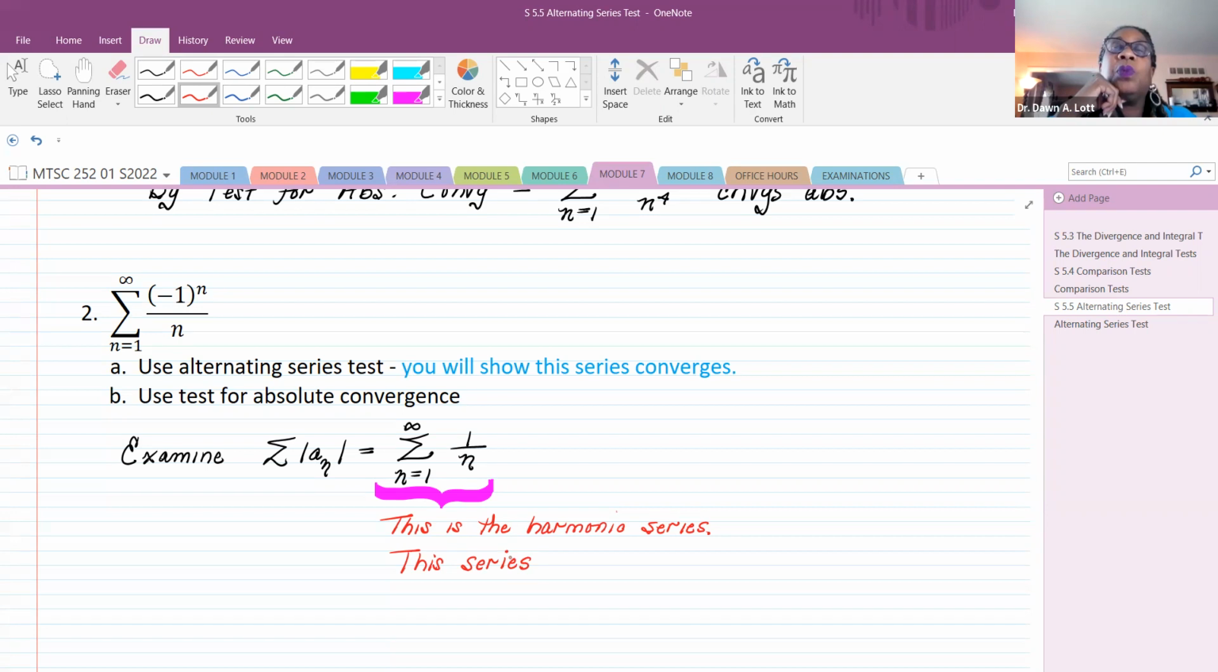What happens when you integrate 1 over x? What do you get? That'll be the natural log of the absolute value of x. And then what happens when you look at the natural log as it goes to infinity? So the natural log as x goes to infinity goes to infinity. So that integral diverges, the series diverges.